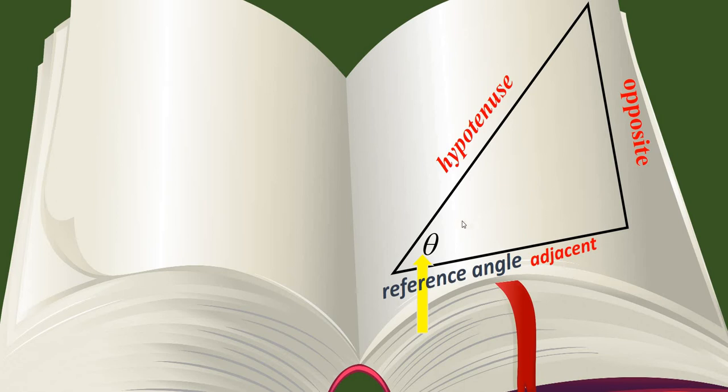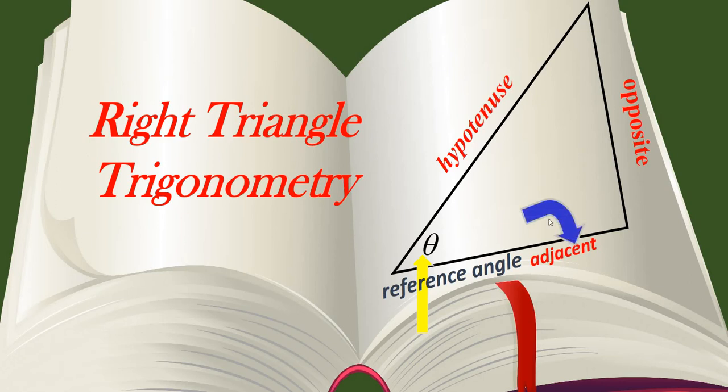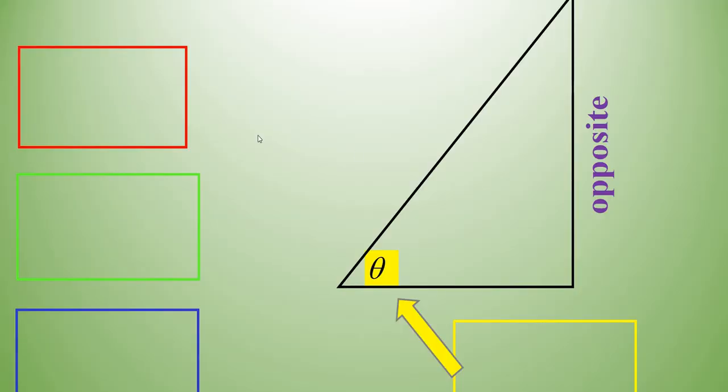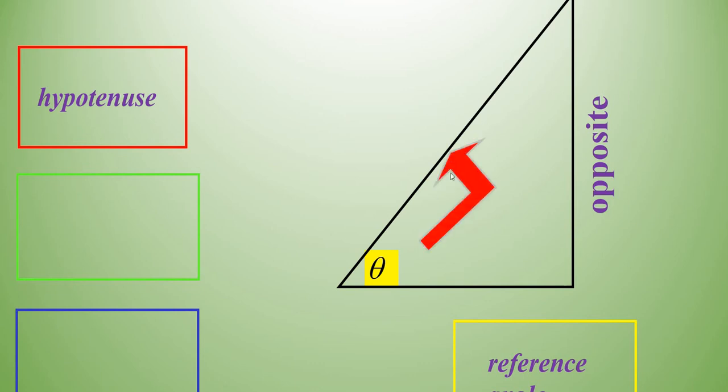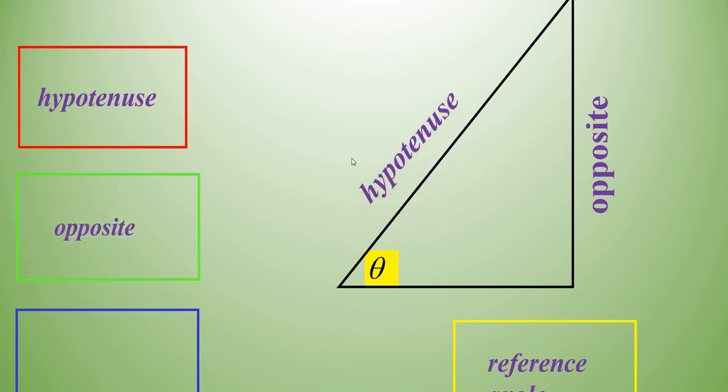If we have a right angled triangle and an angle theta, this is the adjacent side of theta, this is the opposite side of angle theta, and this is the hypotenuse. The hypotenuse means the greatest side of the triangle, opposite to the 90 degree angle. This is the hypotenuse, opposite, and adjacent.